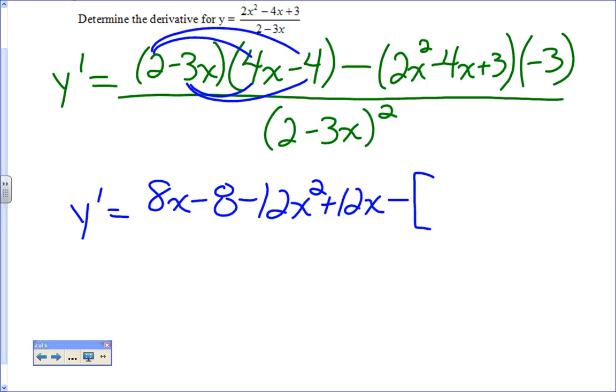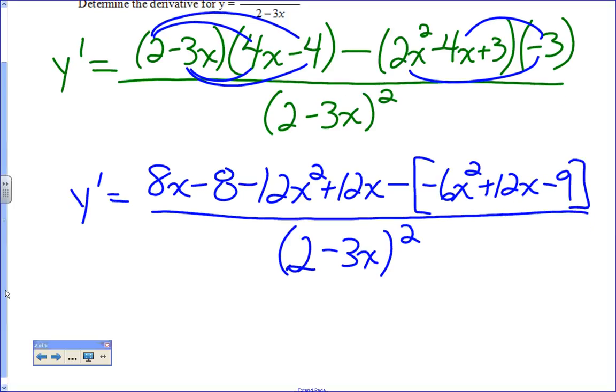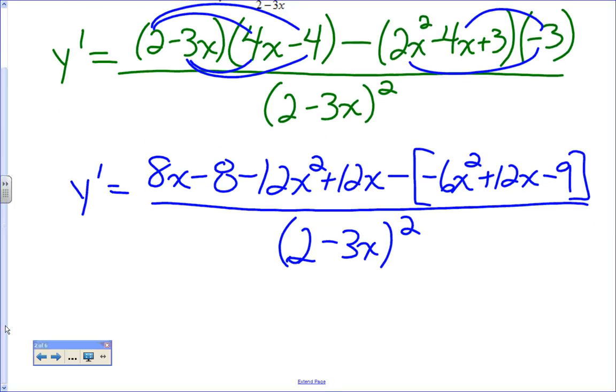Or what you could really do is just distribute this negative to this term over here and make it a positive 3, but that's up to whatever you want to do. Because this distributes to one or the other. So this would be, let's go ahead, this is negative 6x squared plus 12x minus 9. And again, I don't see any reason that we would have to multiply this out at this time, so we'll just leave it. There's nothing that's showing up that makes me believe that's going to help me at all.